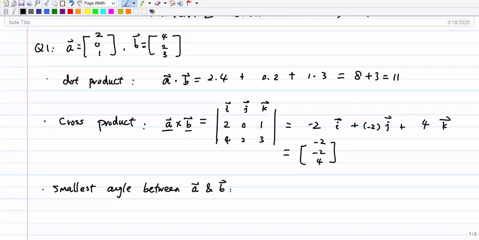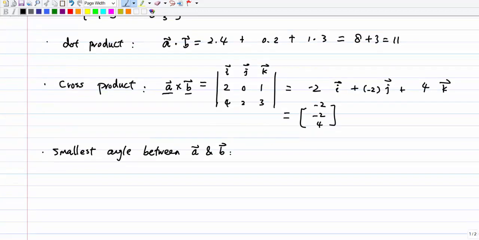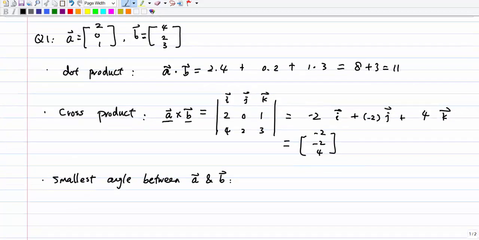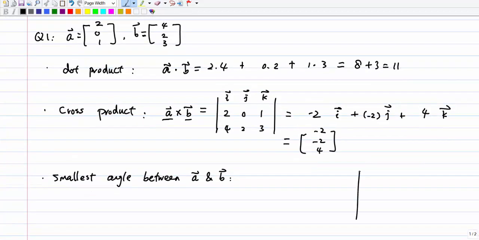The next part of the question is about the smallest angle between A and B. Basically, for A and B, if I draw it here in 3D space, I don't know how to draw it exactly. If this is x, this is y, z, then A is 2 in x, 0 in y, and 1 in z. So you have a vector like this. This is the A vector, and the B vector will be 4, 2, 3.